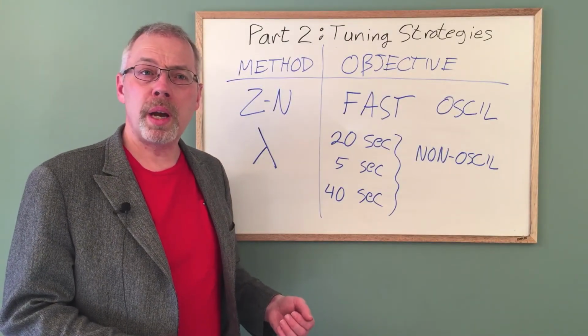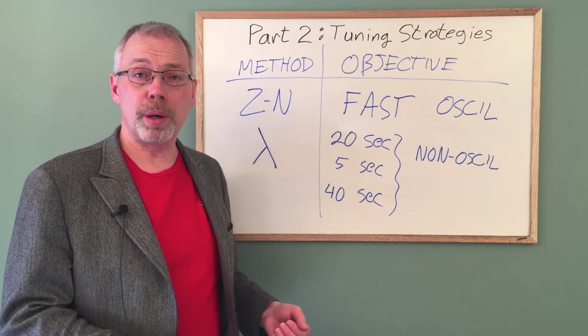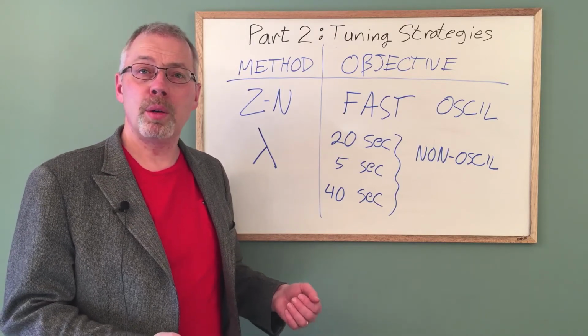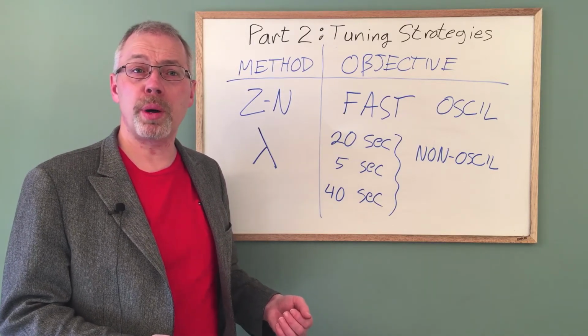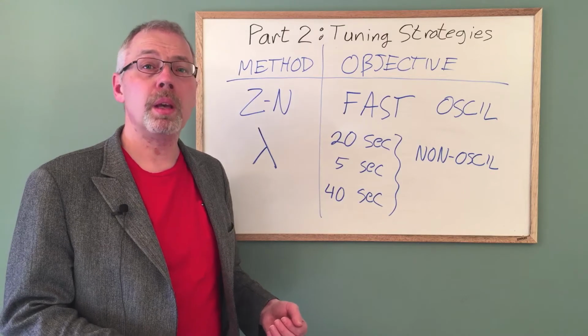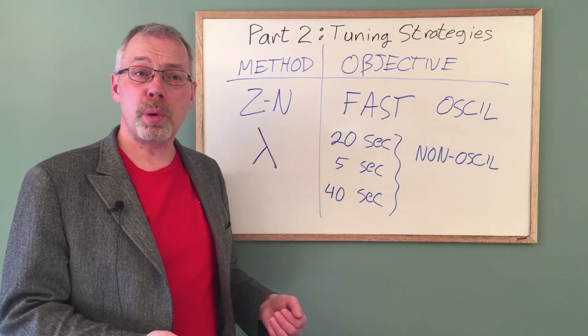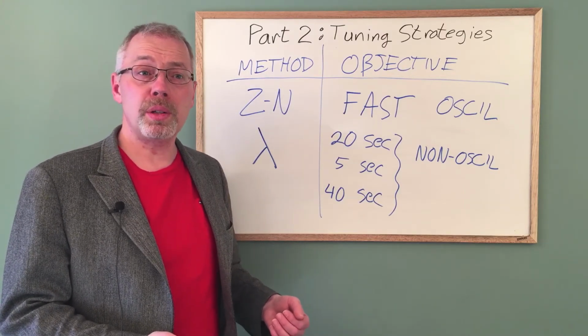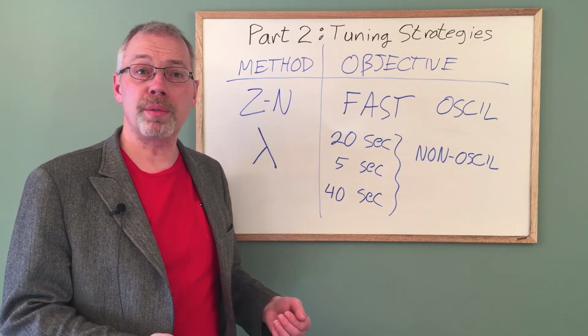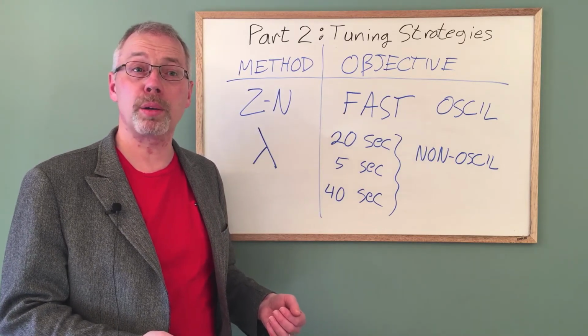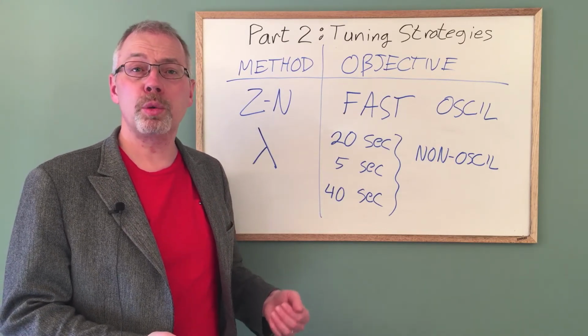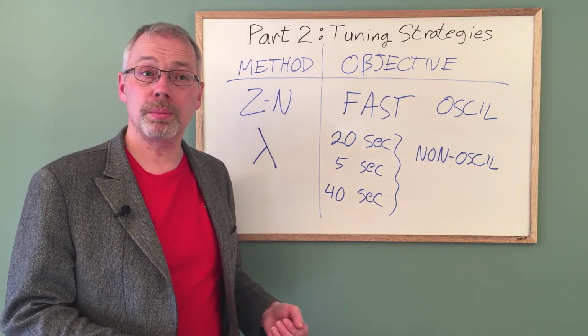Lambda methods are designed to respond in a non-oscillatory manner. Well, non-oscillatory as long as we don't try to tune them too aggressively. Targeting a specific response time for a control loop is a simple technique to ensure that different control loops do not interact or fight with each other. This will be discussed in Part 6.